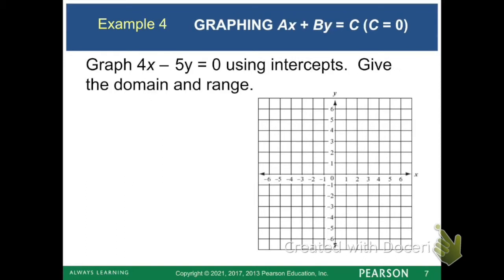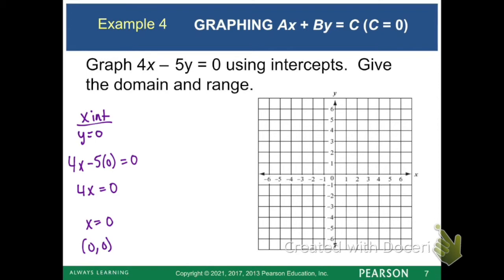Example 4, graph 4x minus 5y equals 0 using intercepts. Give the domain and the range. So first let's find our x-intercept, plugging in 0 for y and solving. We got our x-intercept to be at 0, 0. Now, if you think of where that is on the graph, that's also going to end up being our y-intercept. But we'll do the work here to find out.